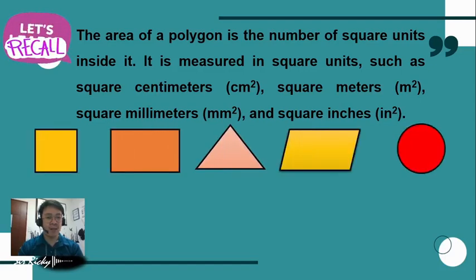Can you name the following polygons? From left to right, what is the name of the first polygon? If your answer is square, you got it right. How about the second polygon? It is a rectangle. The third one is a triangle. The fourth is a parallelogram. And the last polygon is a circle.